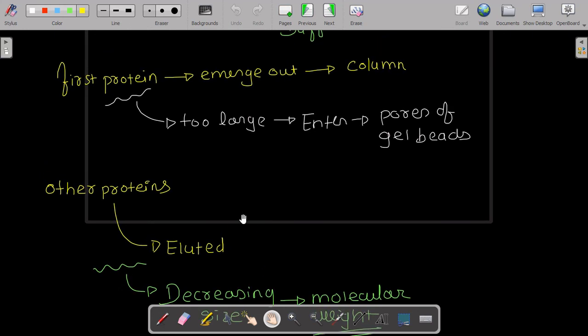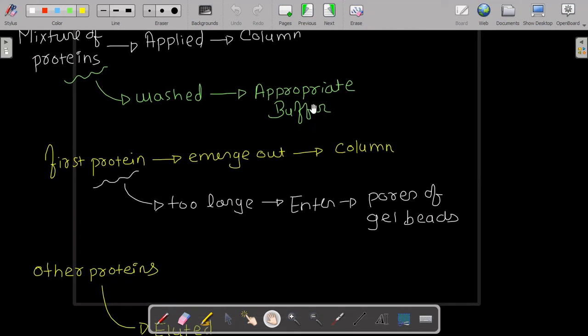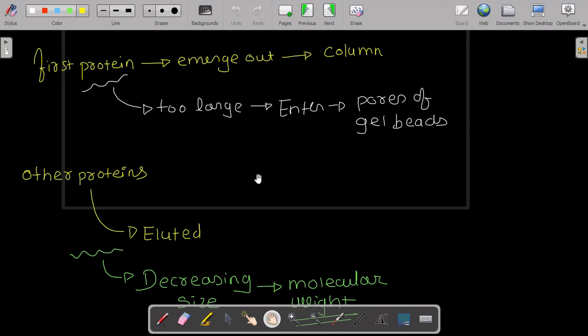So there you have a mixture of proteins. You put that mixture of proteins into this column with beads and wash it with an appropriate buffer. The larger proteins will come out of the column first, and the smaller proteins will come out after that. The smaller the molecule, the more time it will take to come out. So that is how it is going to work.